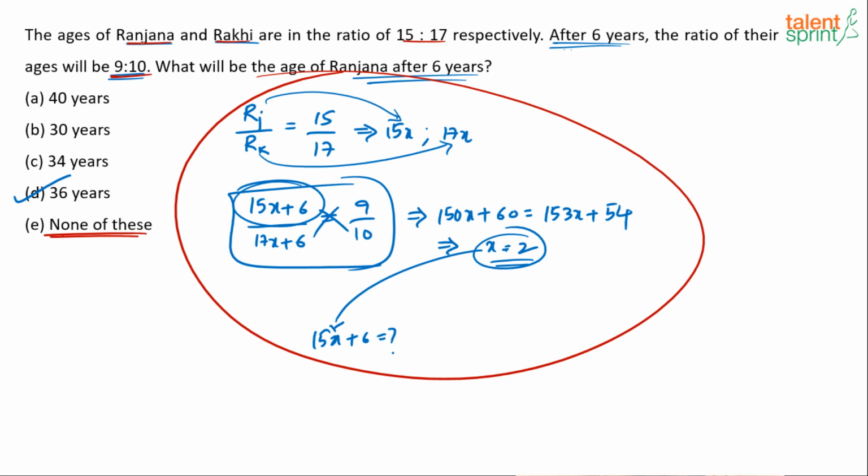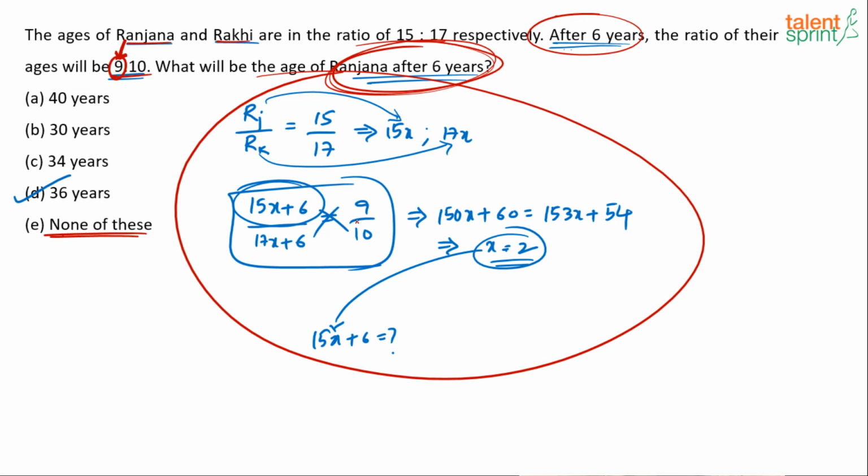So we know that Ranjana and Rakhi's current ages are in the ratio of 15:17. After 6 years, the ratio of their ages will be 9:10. What will be the age of Ranjana after 6 years? So basically, we want to find out Ranjana's age after 6 years. From the ratio, I already know that after 6 years, the ratio of their ages is 9:10. So can I say Ranjana's age after 6 years should be a multiple of 9? Yes or no? Ranjana's age after 6 years should be a multiple of 9.